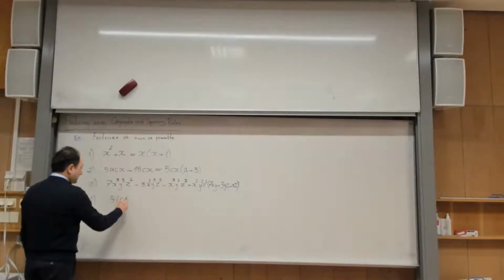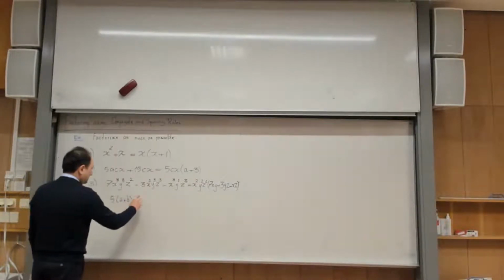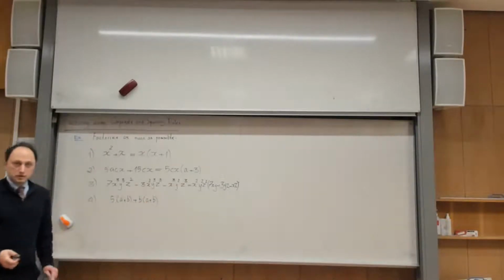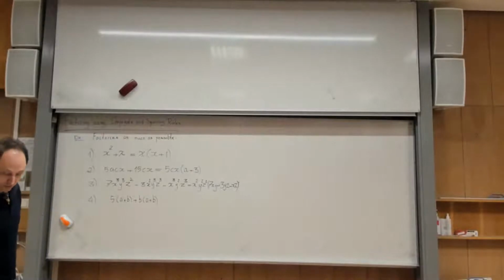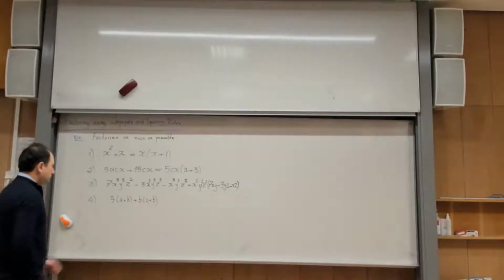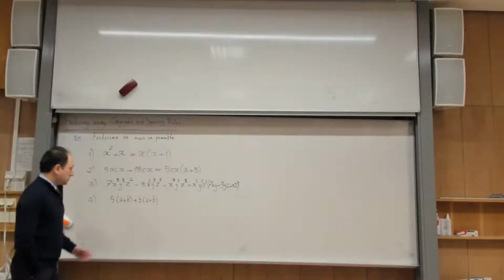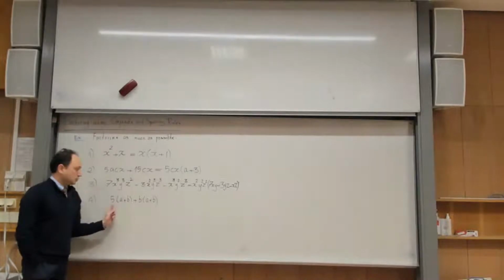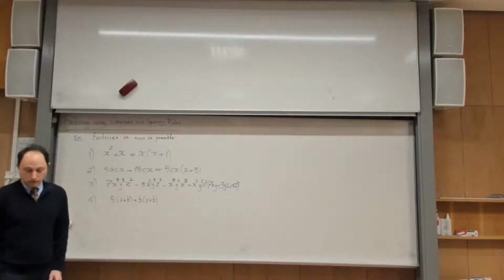5(a+b), and then you have b(a+b). For example, like this. You are supposed to factor this expression. So you need to write this as a product. So this part is a product, this part is a product, but the whole expression is not in the form of a product. Actually, the whole expression is a sum between this and that. So it's not a factorized formula.